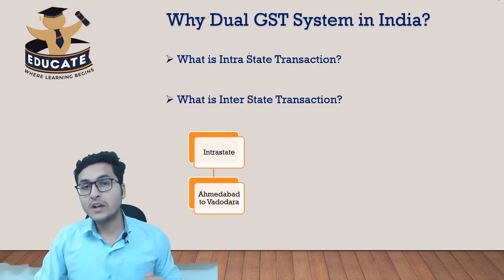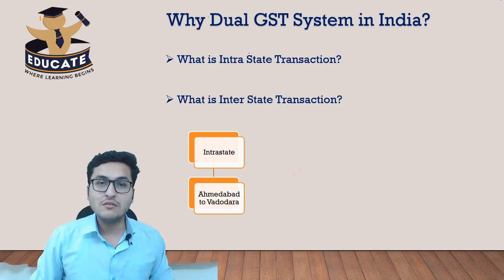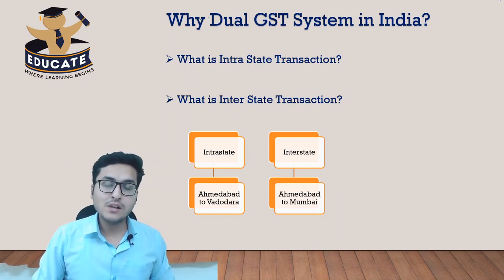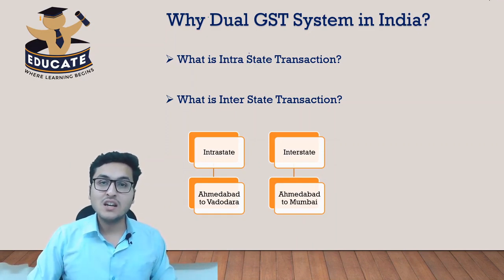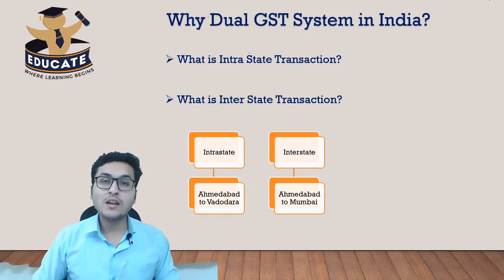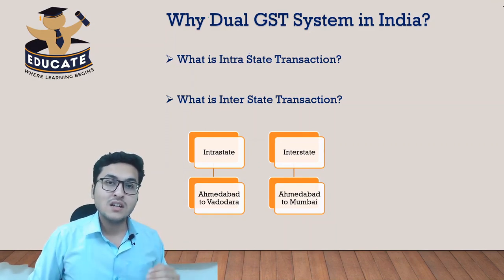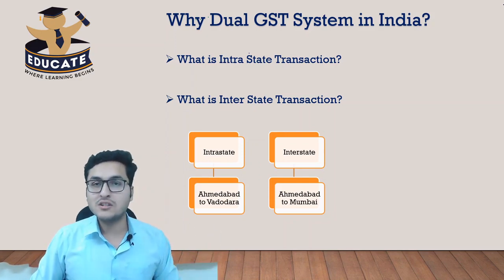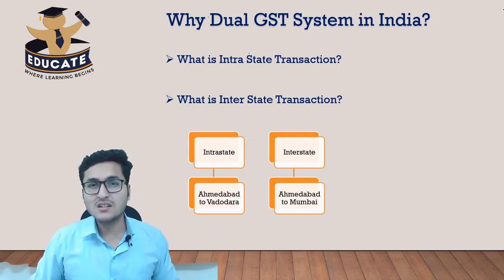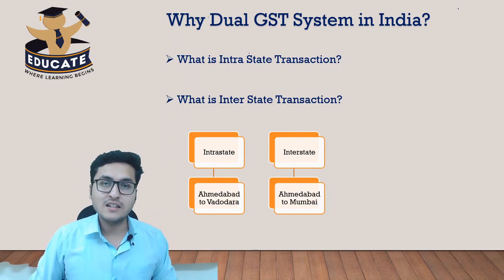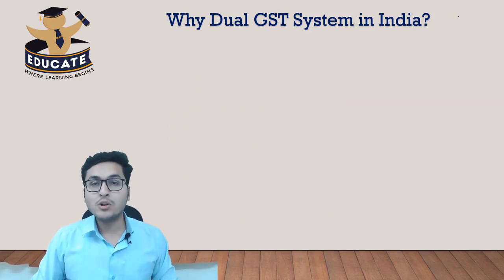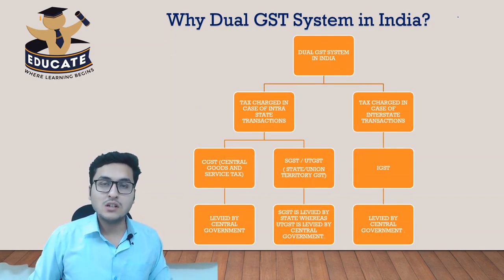Wherein in case of interstate transactions, we supply the goods outside the state. Say for example, I am doing business in Ahmedabad and I am supplying goods to Mumbai. That is, I supplied goods from Gujarat to Maharashtra. And such transactions are known as interstate transactions. So let us now understand why is it important to learn both these terminologies.